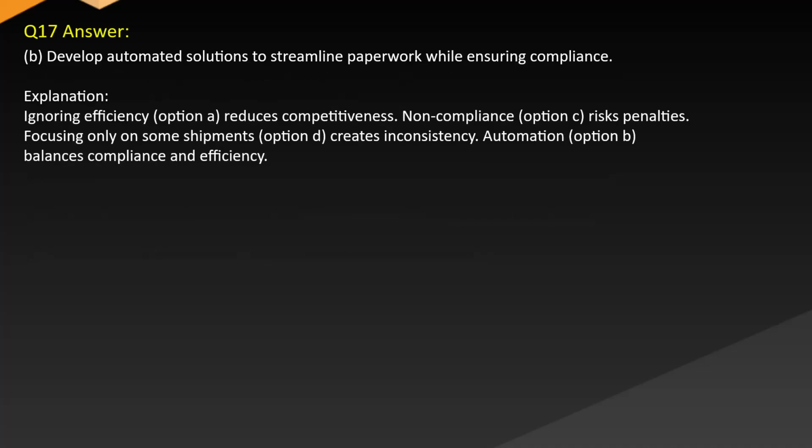Answer: B. Develop automated solutions to streamline paperwork while ensuring compliance. Explanation: ignoring efficiency, option A, reduces competitiveness. Non-compliance, option C, risks penalties. Focusing only on some shipments, option D, creates inconsistency. Automation, option B, balances compliance and efficiency.